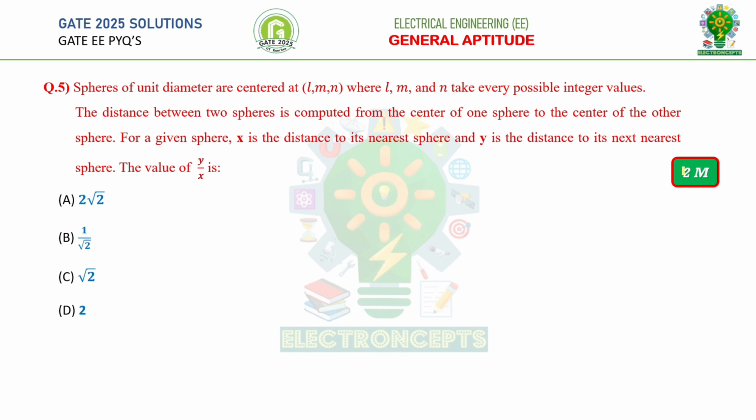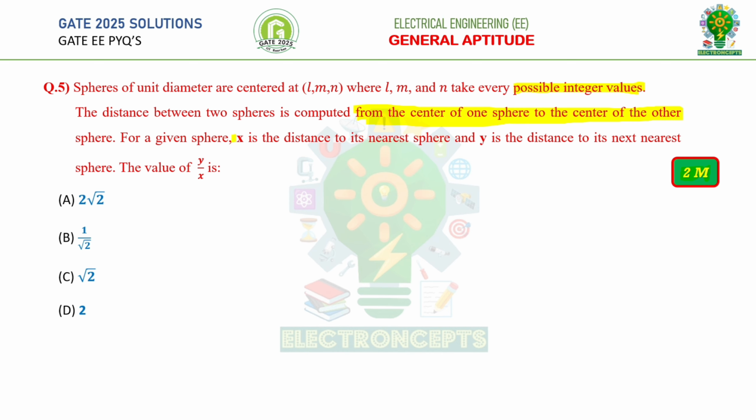This is a 2 mark question. Spheres of unit diameter are centered at L, M, N, where L, M and N take every possible integer value. Therefore, these values L, M and N take only integer values. The distance between two spheres is computed from the center of one sphere to the center of the other. Therefore, to calculate the distance between two spheres, we need to calculate the distance from the center of one sphere to the center of the other sphere.